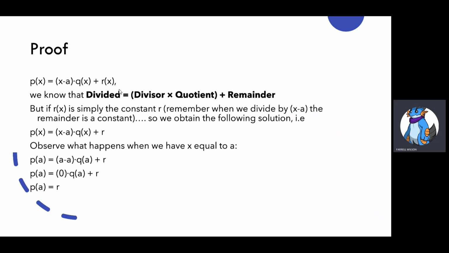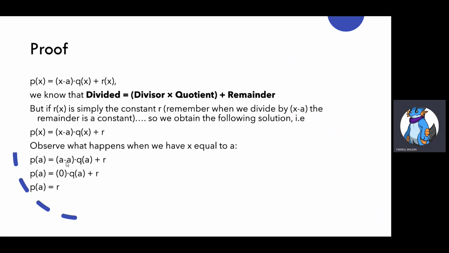Now, from the previous slides, we know that dividend equals divisor times quotient plus remainder. And we remember that when we divide p(x) by x minus a, the remainder will be a constant. So if the remainder is simply the constant r, we obtain the following: p(x) equals x minus a times q(x) plus r. And then we will replace all the x with a and observe what happens when x is replaced with a.